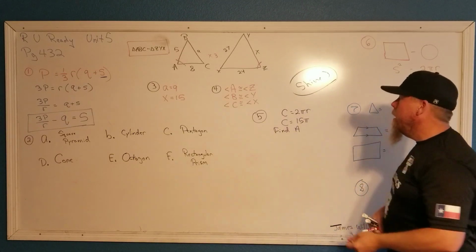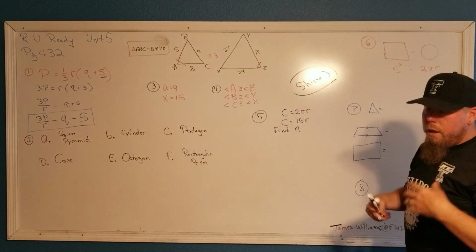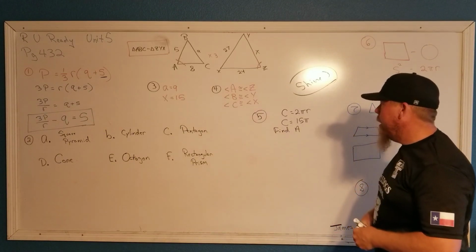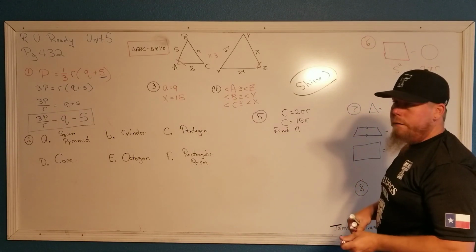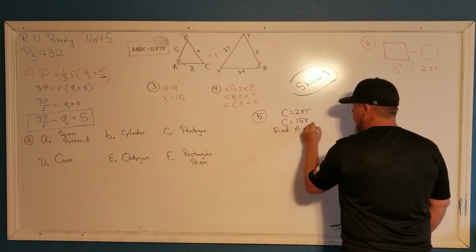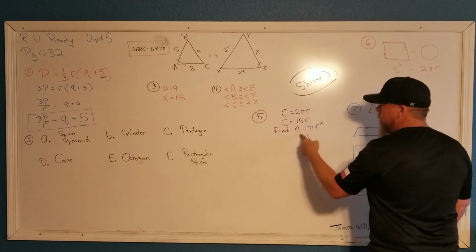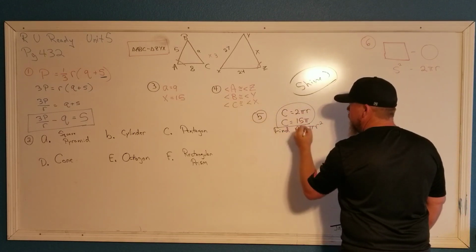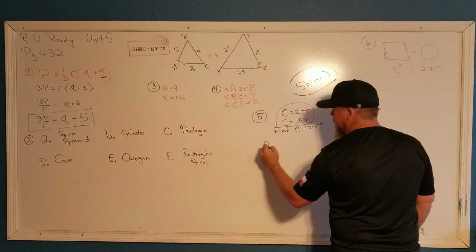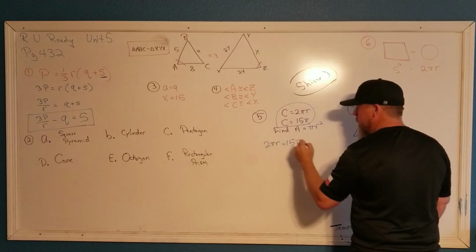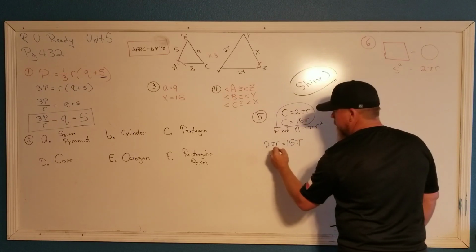All right? Number 5. Number 5 is talking about a circle. They tell us that a circle has a circumference of 15 pi, and they want us to find the area of that circle. So what we need to remember is that the area is going to be equal to pi r squared. So in order to find the area, we need to find the radius. So what we're going to do is take these two and set them equal to each other. So we have 2 pi r is equal to 15 pi. And then we're going to solve for the radius.